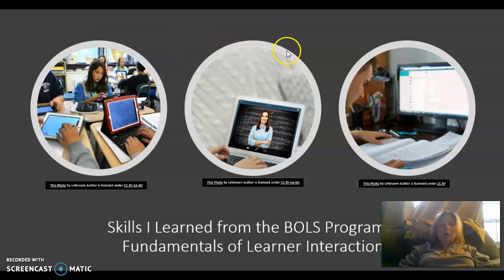I also learned about the importance of the learner to teacher or learner to instructor, blah blah blah. Okay, that's the test.